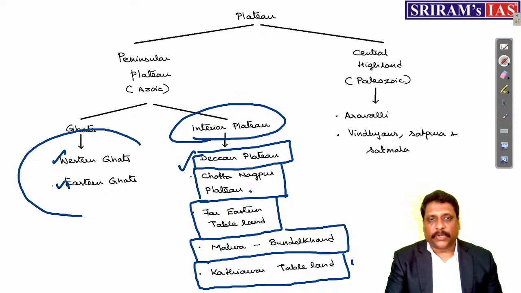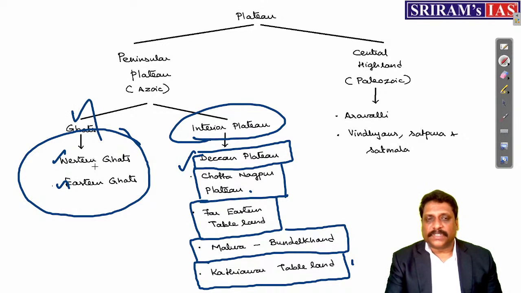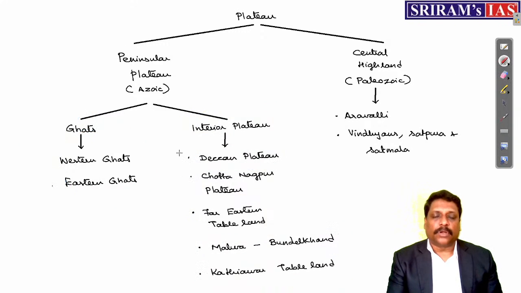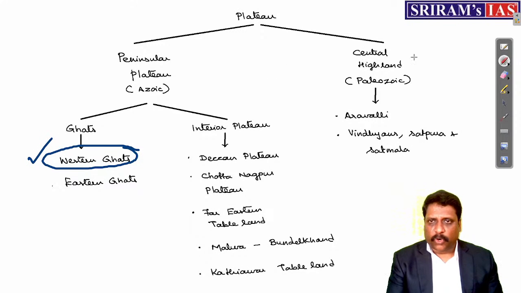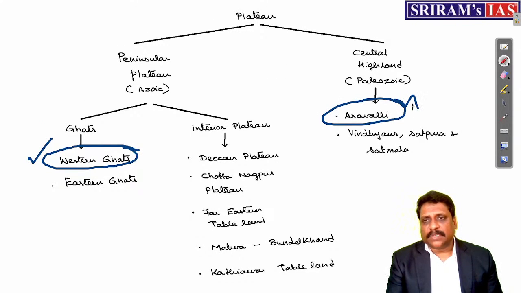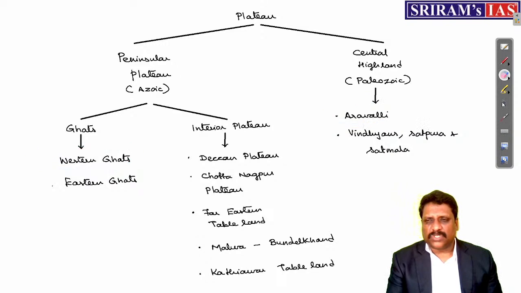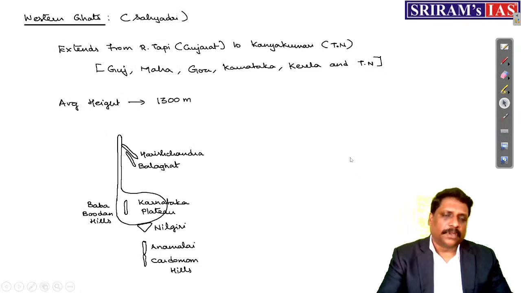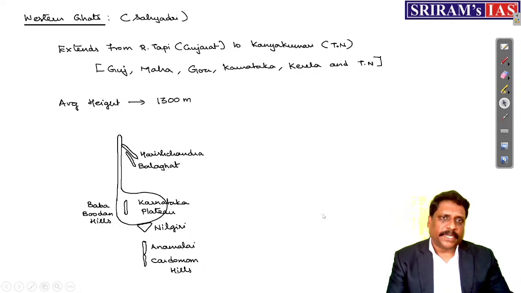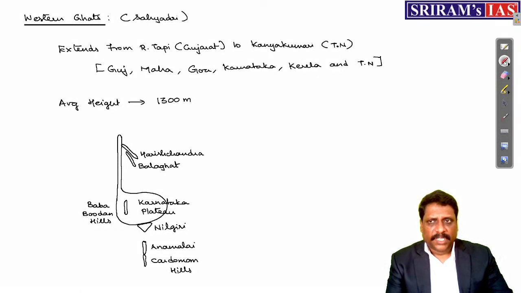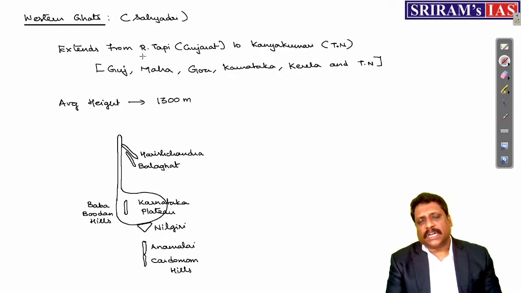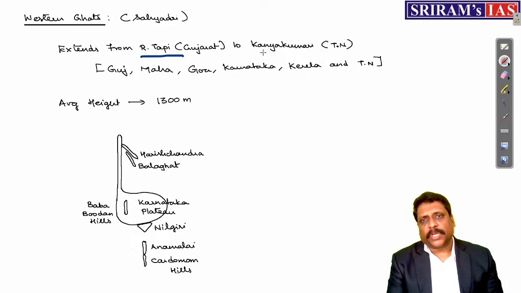And the boundaries of the plateau you call Ghats, Western Ghats and Eastern Ghats. For examination, I'll tell you what is more important. Western Ghats is more important than Aravalli as a mountain, which is also very important. So one by one, we'll discuss it quickly. When I talk about Western Ghats, my dear friends, normally Western Ghats extends from River Tapi to Kanyakumari.